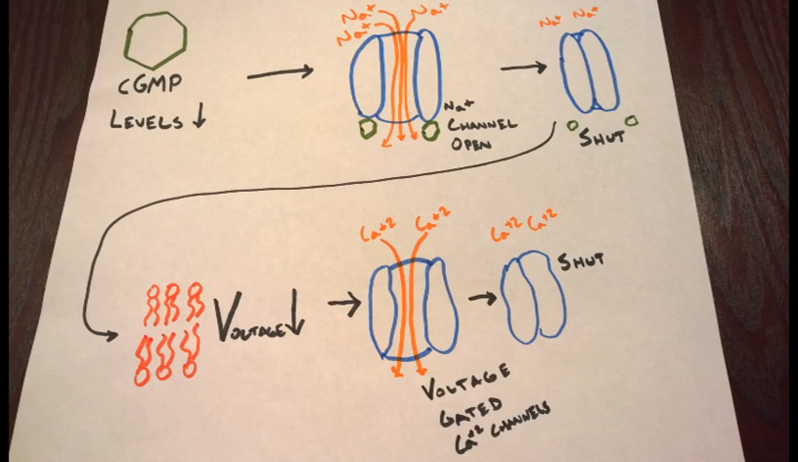The result of this calcium stoppage is that vesicles containing neurotransmitters can no longer bind with the rod cell's cellular membrane and release the neurotransmitters into the gap.